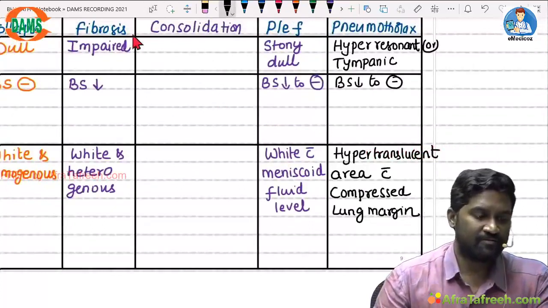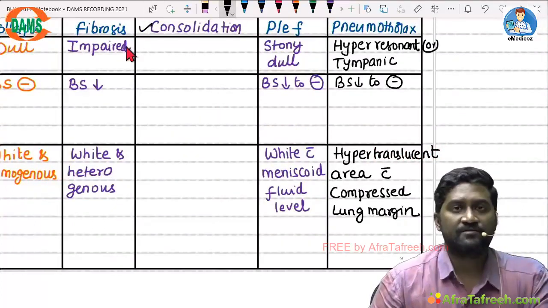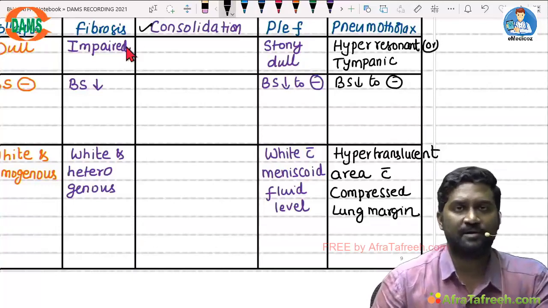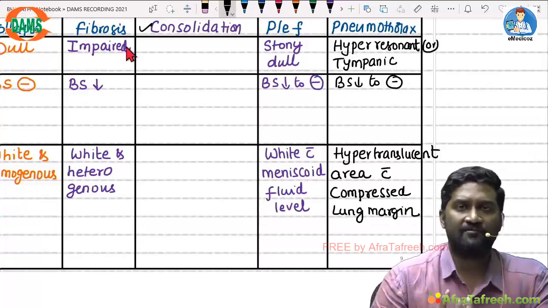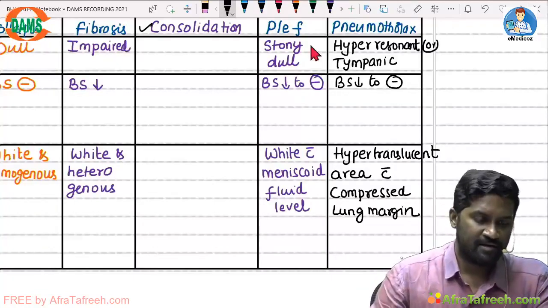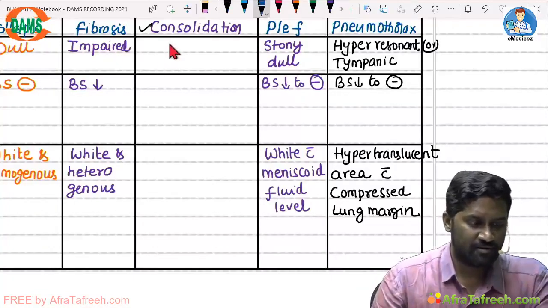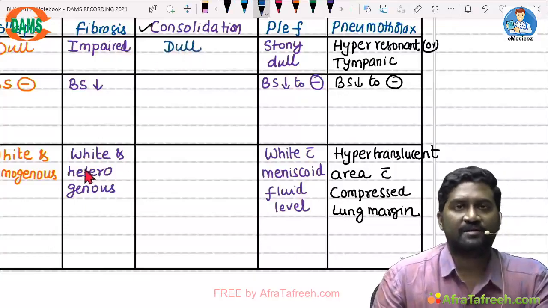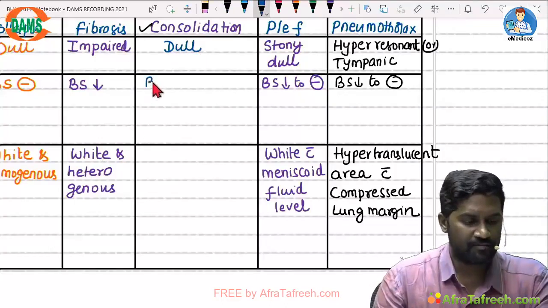Next we have consolidation. Now what is consolidation? It is infection in the lung parenchyma. Because of infection, alveoli might be filled with fluid. So if you percuss in consolidation, you are going to get a dull note. Auscultation in consolidation will produce bronchial breath sounds.